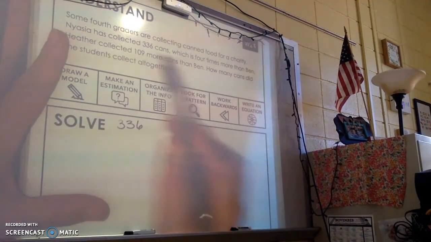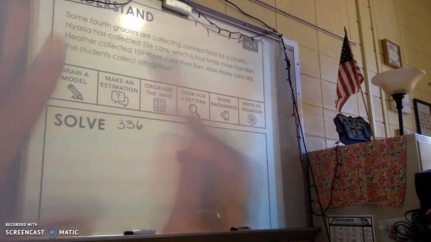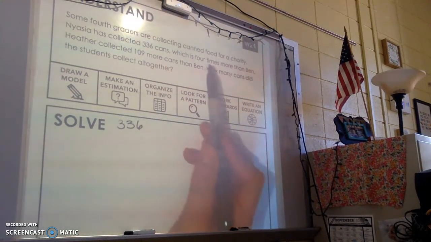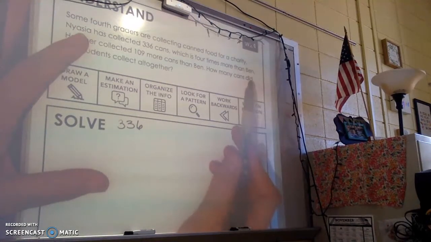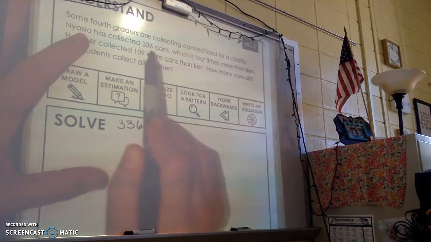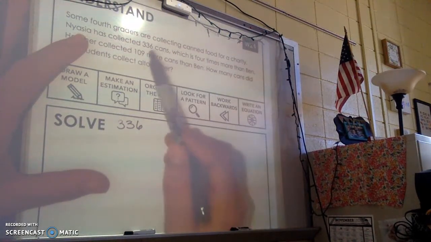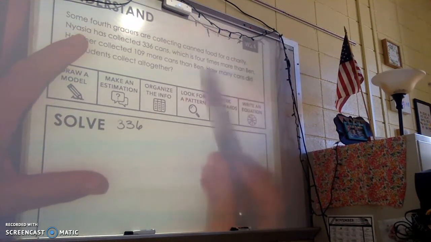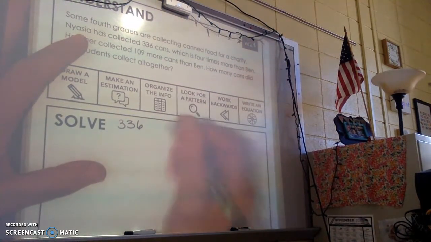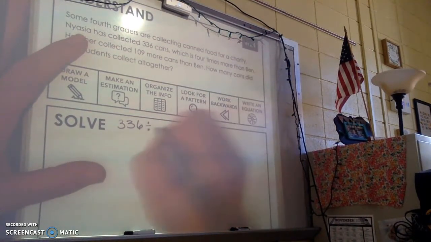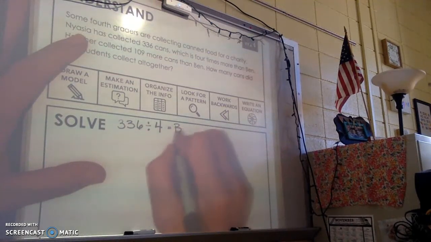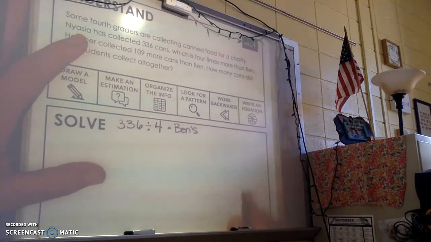So if I multiply this number times 4, which I kind of want to do because it says 4 times, that means that Ben's collected more than Najia, and it tells me that she's actually collected more than Ben. So I don't want to multiply. That means I'm probably going to want to divide 336 by 4 to get Ben's number of cans here.